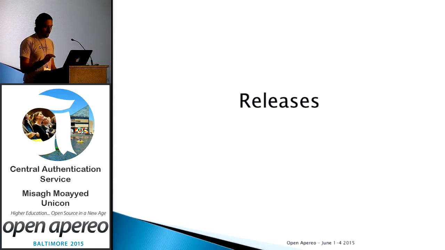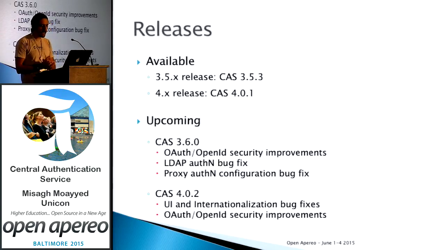Okay, so moving on to CAS releases. Currently, what's available are two CAS release lines, CAS 3.5 and CAS 4. For 3.5, the latest available release is 3.5.3. For CAS 4, the latest available is 4.0.1. As the version numbers suggest, these are primarily patch releases, security releases that the CAS project has made available. There are some upcoming releases as well.